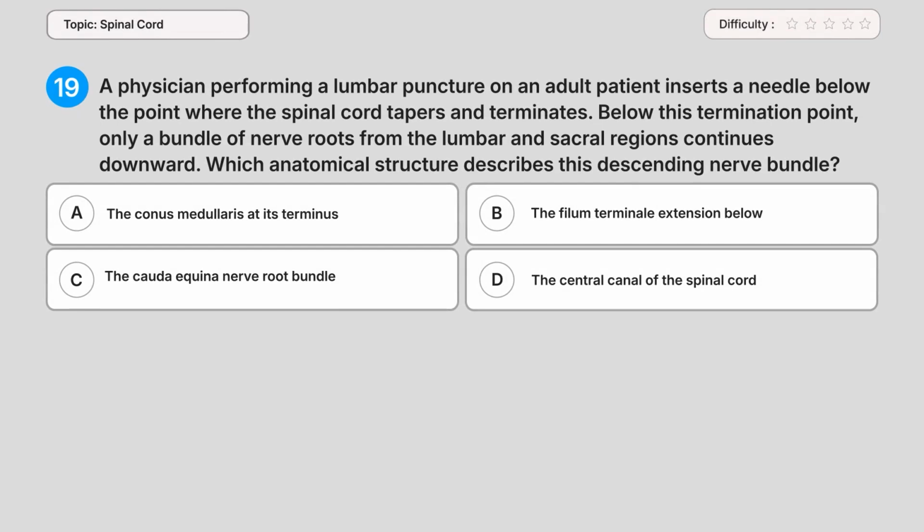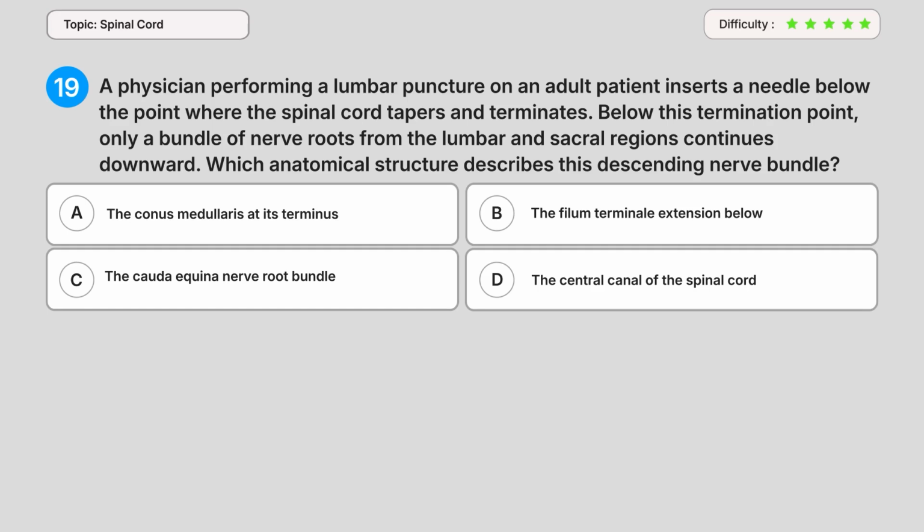19. A physician performing a lumbar puncture on an adult patient inserts a needle below the point where the spinal cord tapers and terminates. Below this termination point, only a bundle of nerve roots from the lumbar and sacral regions continues downward. Which anatomical structure describes this descending nerve bundle?